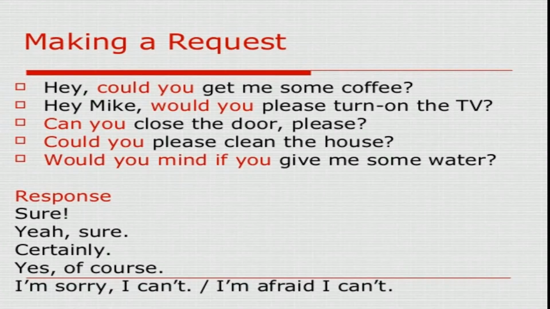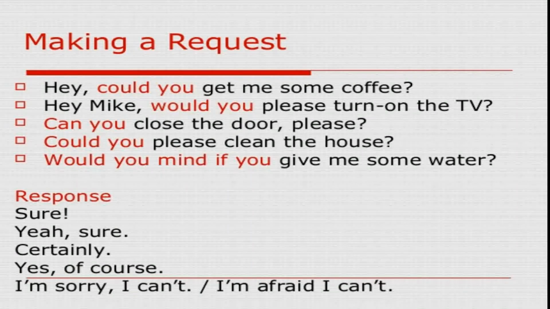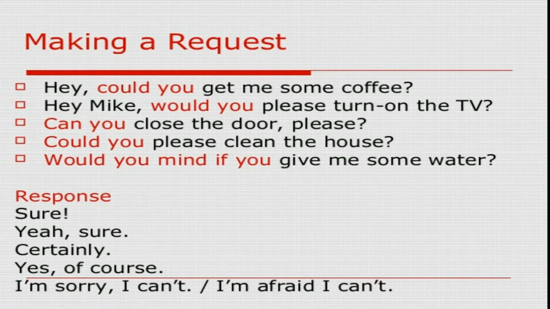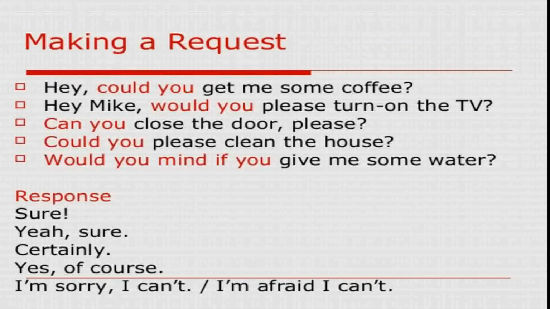And remember that here if you say yes, this means that you are not going to bring the water to the man or to the person who is addressing you. But if you say no, I don't mind, which means that you'll just go and fetch a cup or a glass of water and bring it to him.